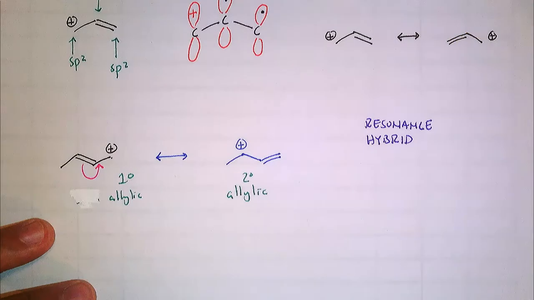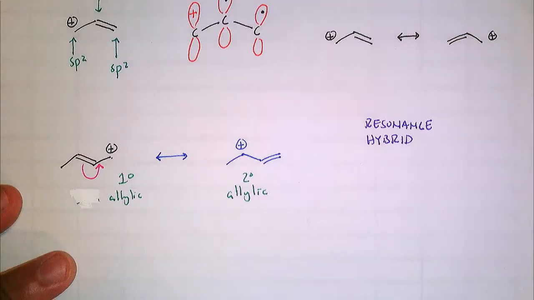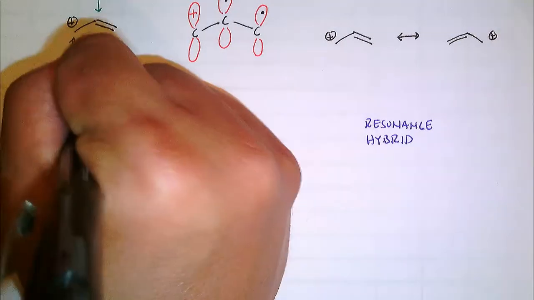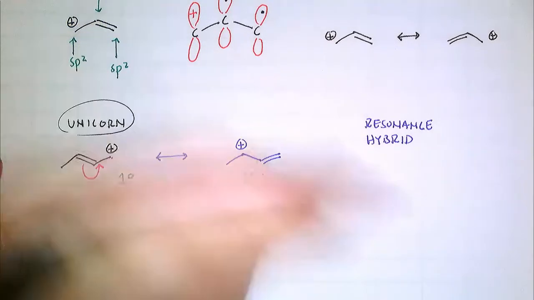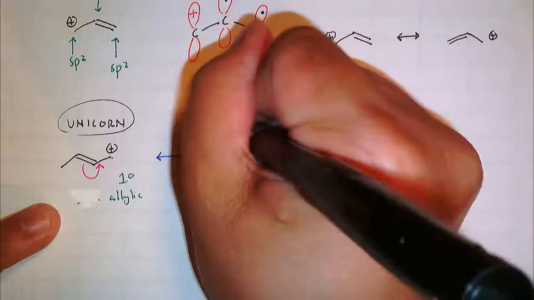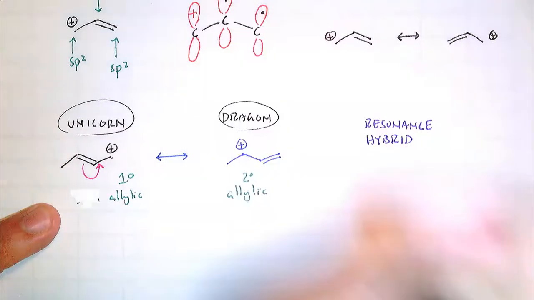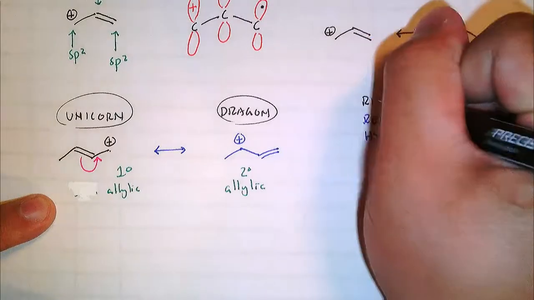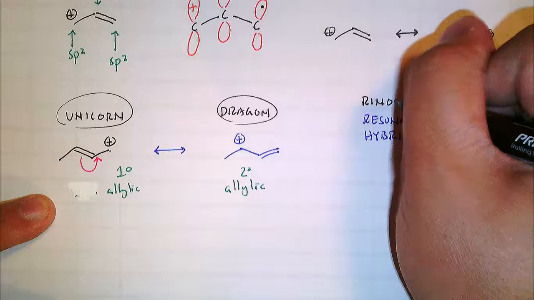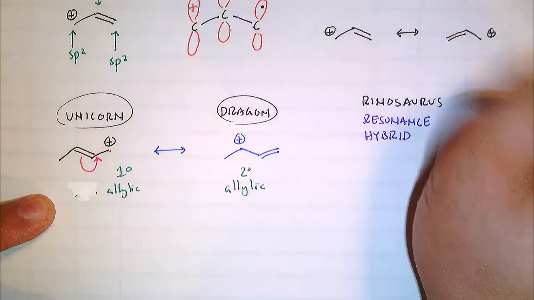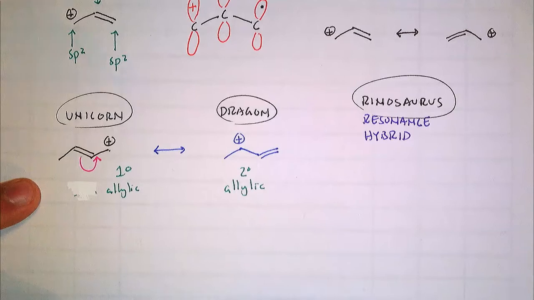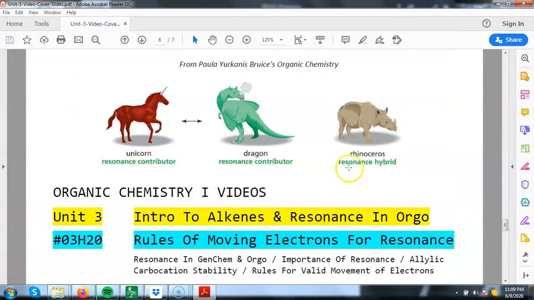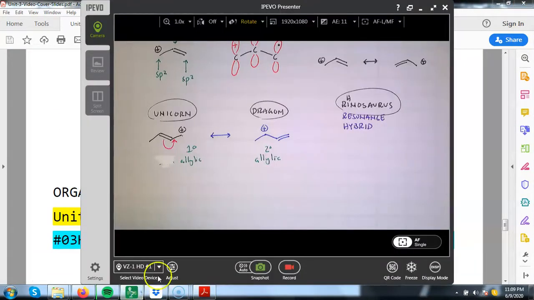Let me just mark that up real quickly. I'm trying to pick a color. This is a unicorn. What was this? The dragon. And I backed myself into a corner. Rhinoceros. Oh, there's an H. Rhinoceros. Okay, it's the one that's real. Rhinoceros. Not close at all.